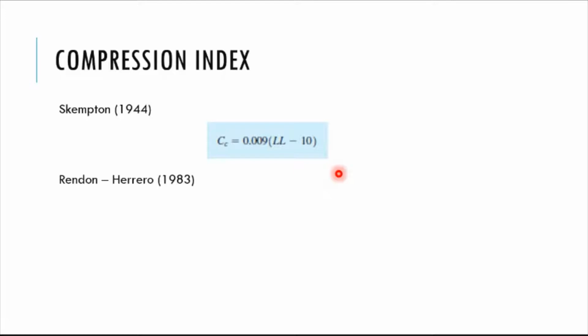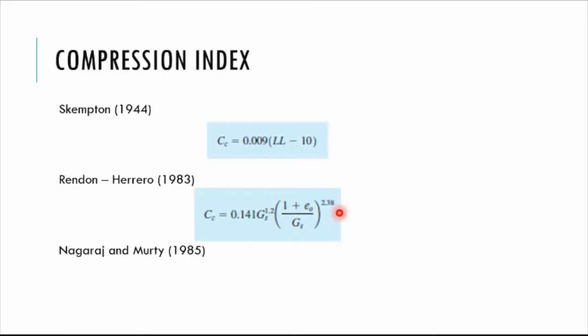According to Rendon and Herrero in 1983, C sub C, or the compression index, is equal to 0.141 multiplied by the specific gravity raised to 1.2 multiplied by 1 plus the initial void ratio over the specific gravity raised to 2.38. And then we also have, according to Nagaraj and Murty in 1985, the formula for the compression index, which is equal to 0.2343 multiplied by the liquid limit in percent over 100 multiplied by the specific gravity.